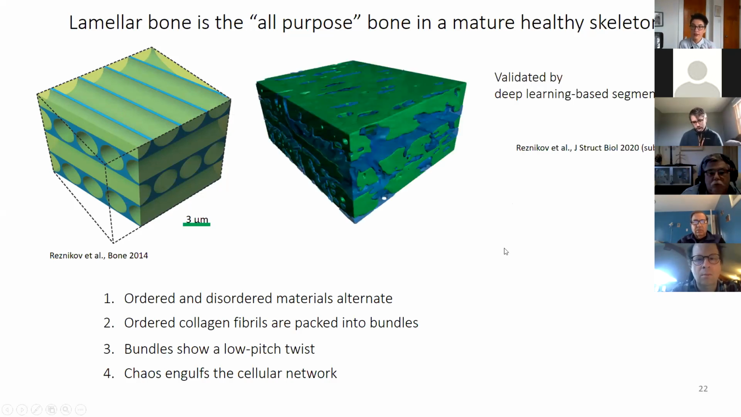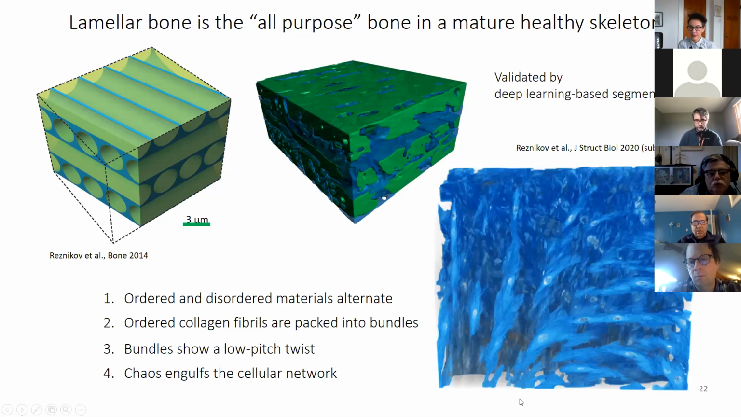And just recently this year, by using deep learning algorithms for image segmentation, I managed to segment actually the order and chaos from each other. And I found that chaos in fact comprises up to 25 or 30% of lamellar bone makeup. And to my greatest delight, it was the first time when I could, by reprocessing these old scans, visualize the twist of ordered collagen bundles.